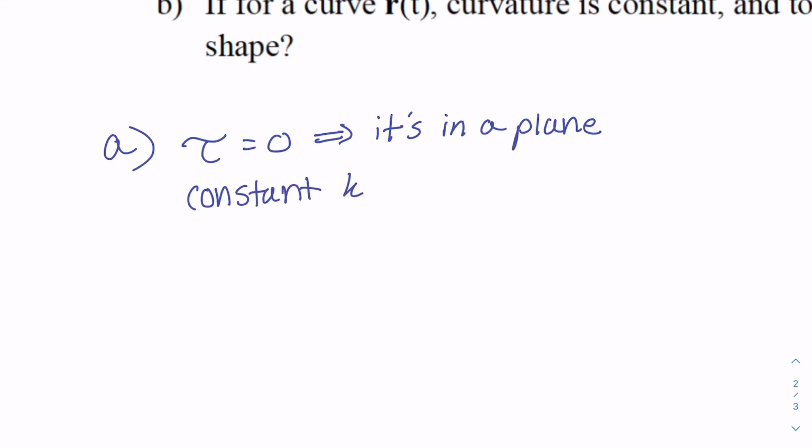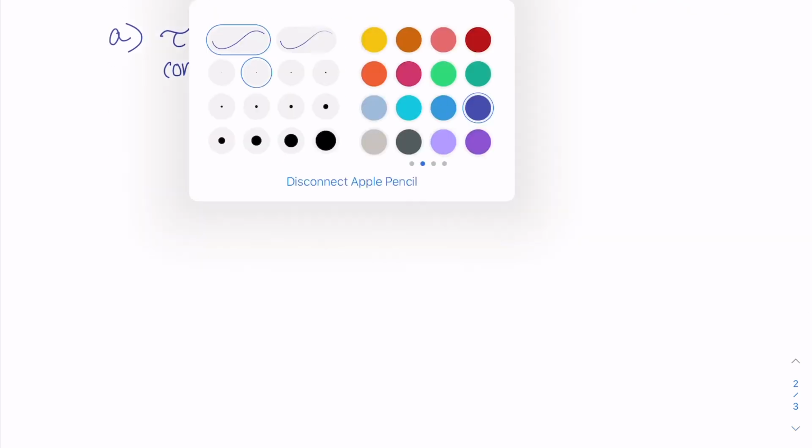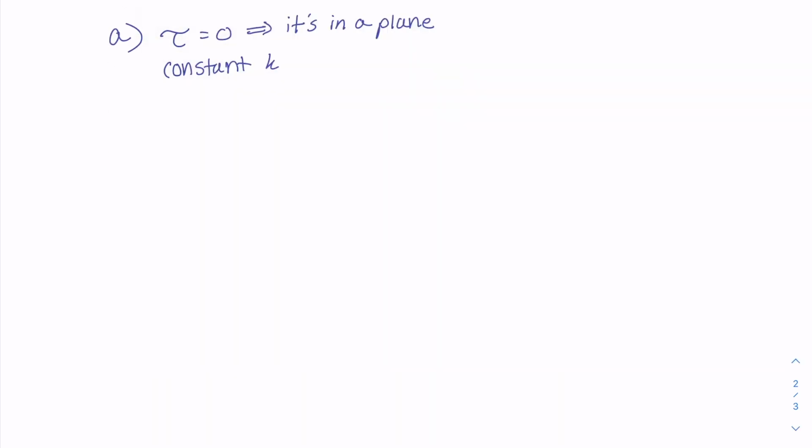So what does that look like? Well, you might take a second to think on your own, but it's actually just going to be a circle. So that is a curve with 0 torsion and constant curvature, right? The curvature is constant at every point. It's always turning at the same amount.